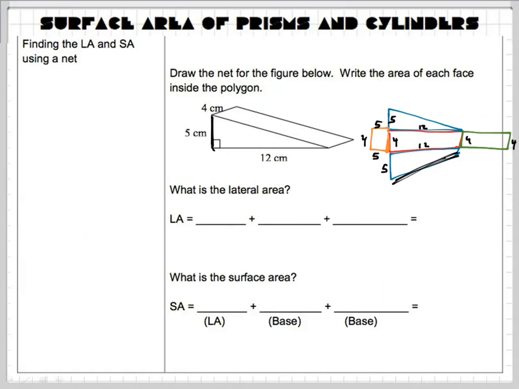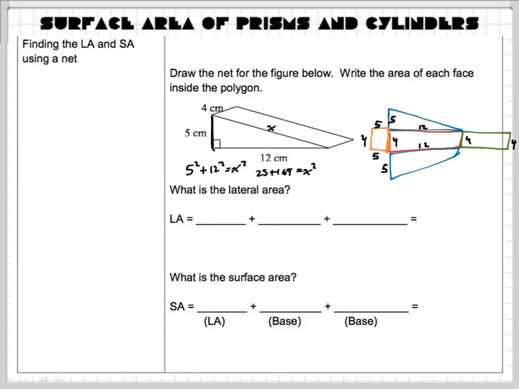Okay, how am I going to find that missing side? Pythagorean Theorem. Alright, we got to find the Pythagorean Theorem, or use it to find it. So we have 5 squared plus 12 squared equals, we'll call this x squared. So we have 25 plus 169 equals x squared.